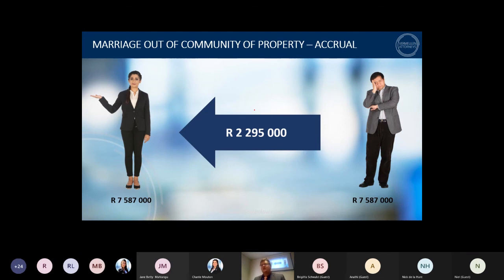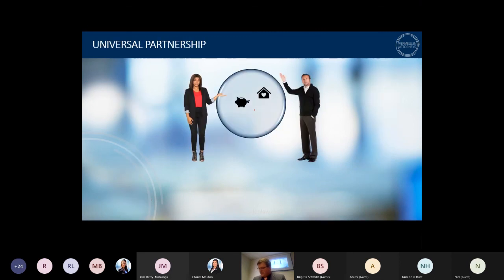Don't ever think again that everything before the marriage is separate, everything after the marriage is shared. That might be the case in some of the EU countries. It certainly is not the case here.